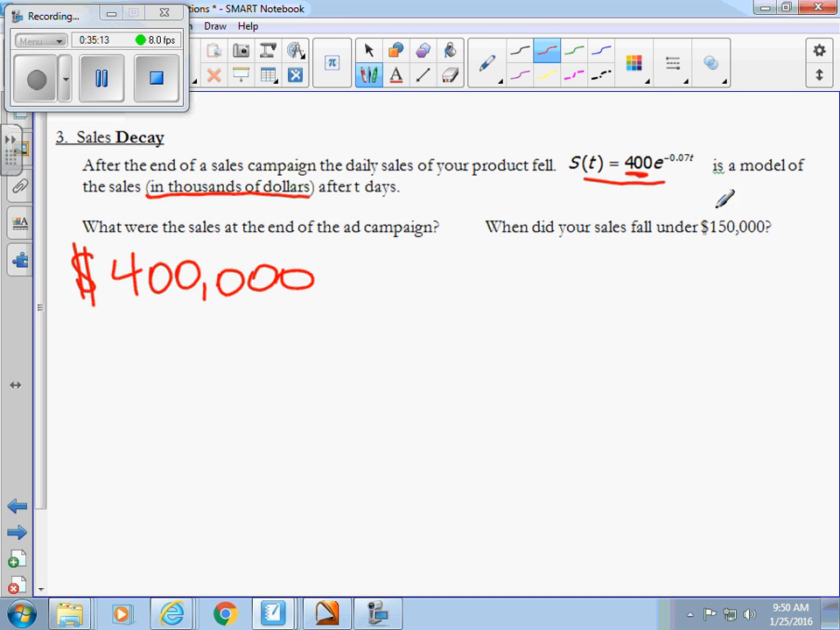When did your sales fall under 150,000? How am I going to do that? I'm going to set this equal to 150. Why just 150? I heard someone say it. It's in thousands, so how can I solve that? I can do it by hand, or I can do it in the calculator. Which way do you want to see?